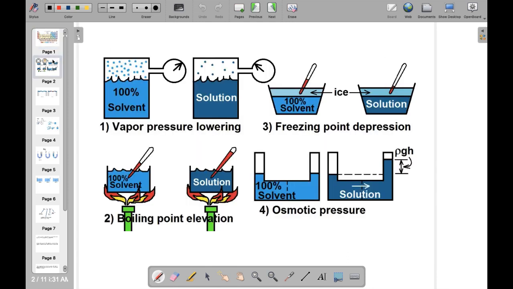First of all, what are colligative properties? Right here we have a diagram. We see that we have some sort of solvent in a container. Here we have solvent again in a container and solvent in a container.